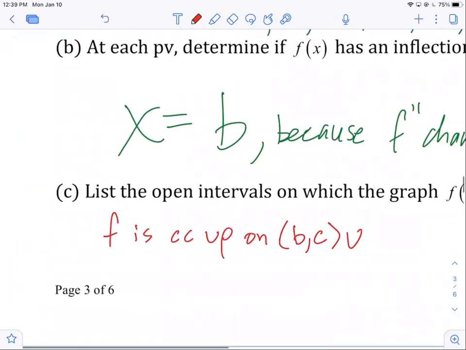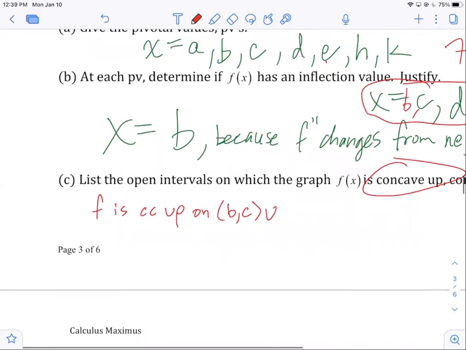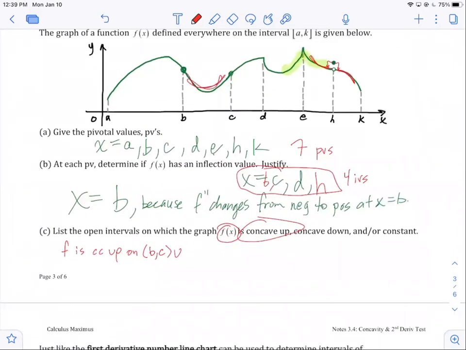No, see, that's where you want to be careful. F double prime would be positive on these intervals, which means F is concave up. And it says to list the open intervals on where F is concave up. Now, if it asked you to justify, you would say F is concave up on the interval from B to C because F double prime is positive on this interval. Does that make sense? F double prime, we look at the sign, F tells us the concavity. Okay, so from B to C, concave up like a cup.